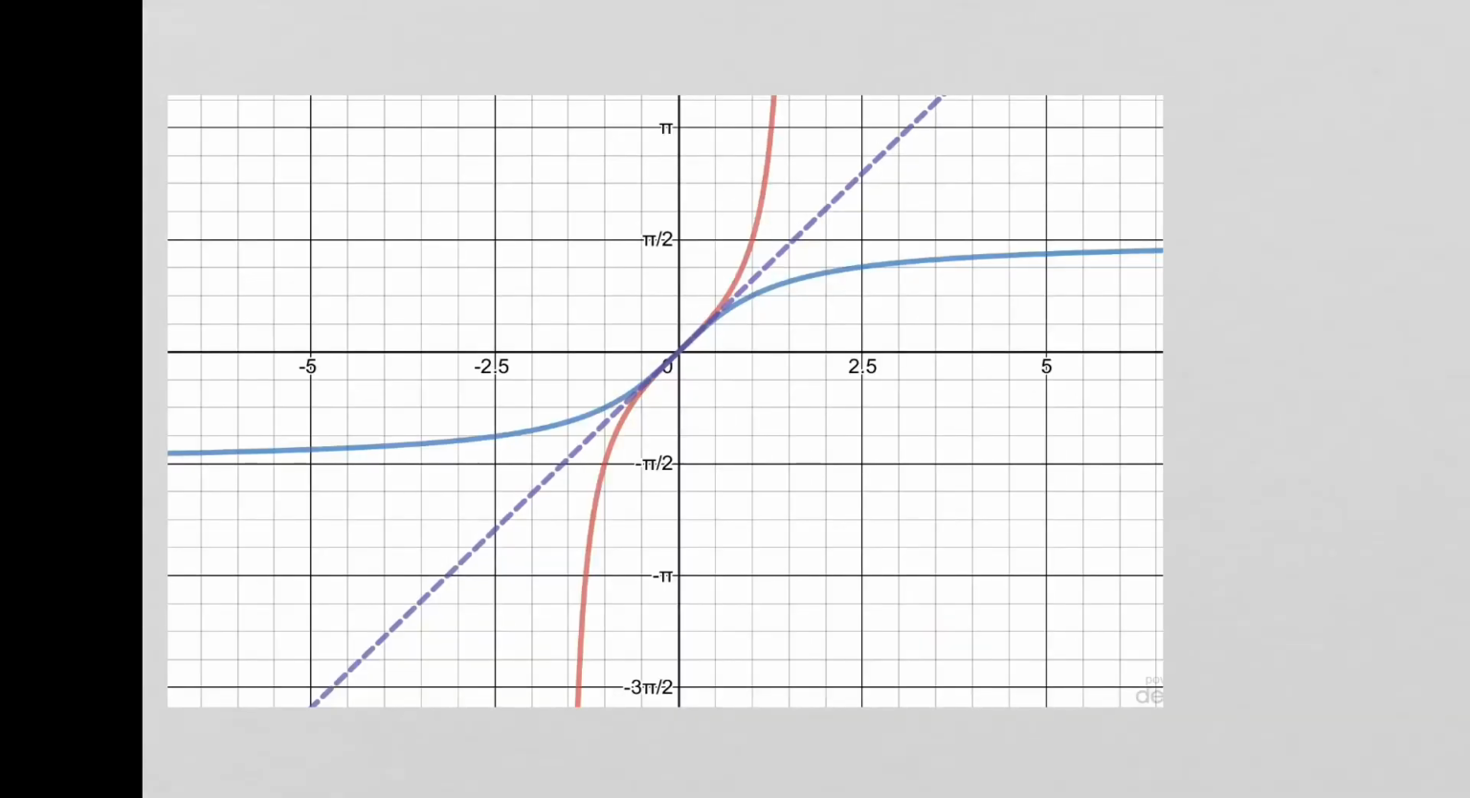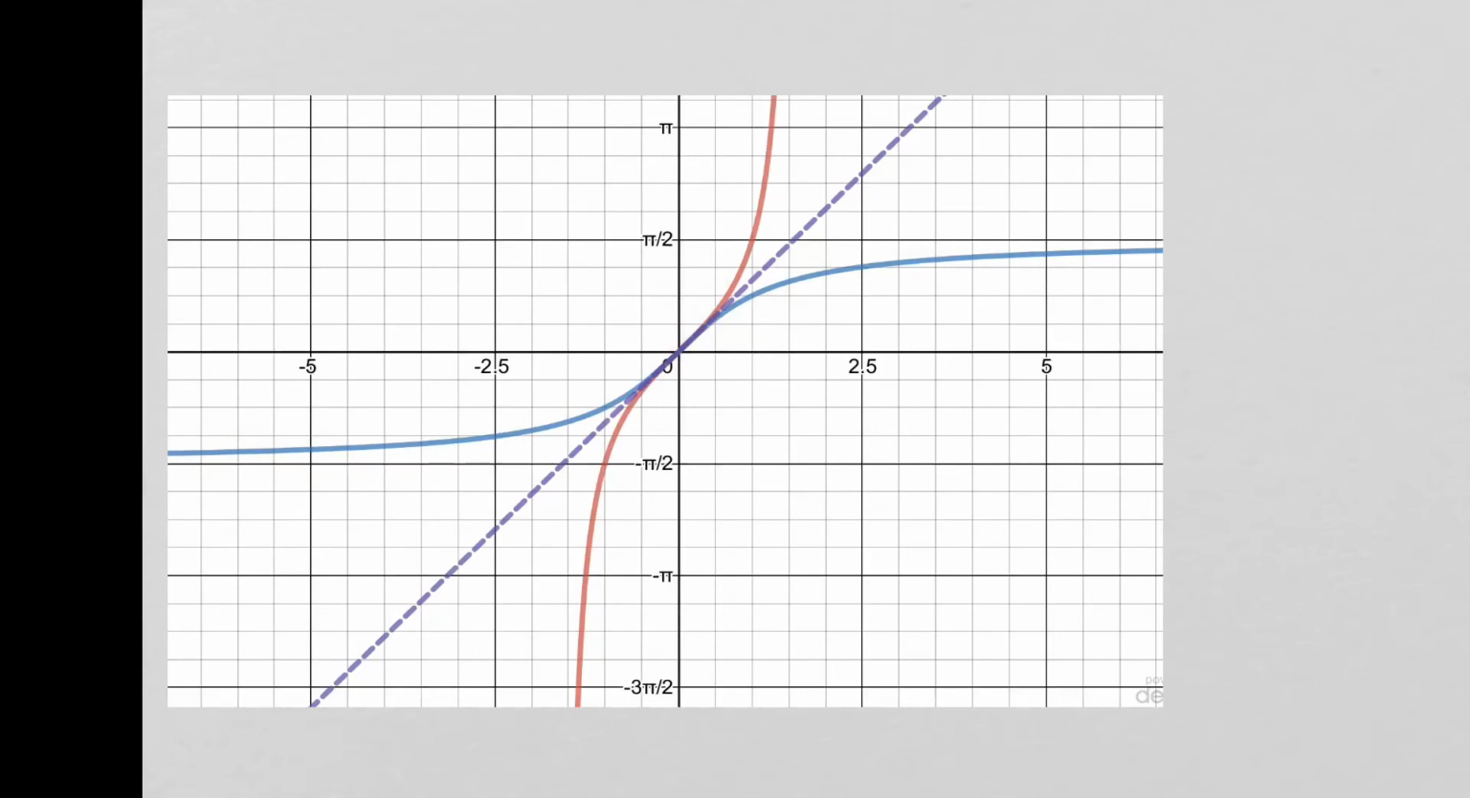Okay, so again, the red graph was the tangent function, right? And it was restricted to be between negative pi over 2 and pi over 2. And then if I flip that about the line y equals x, then I get this blue graph here. So here's my blue graph, and that is my inverse tangent function, right? It's my arc tangent function.